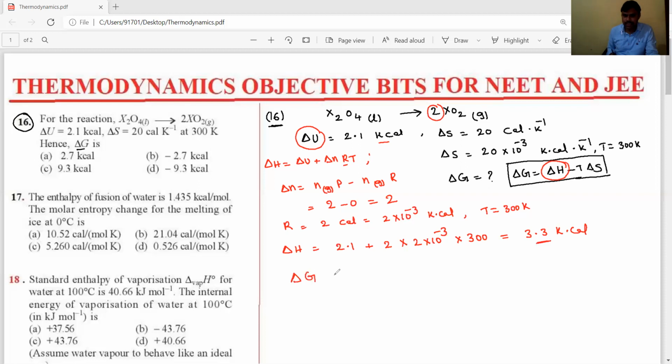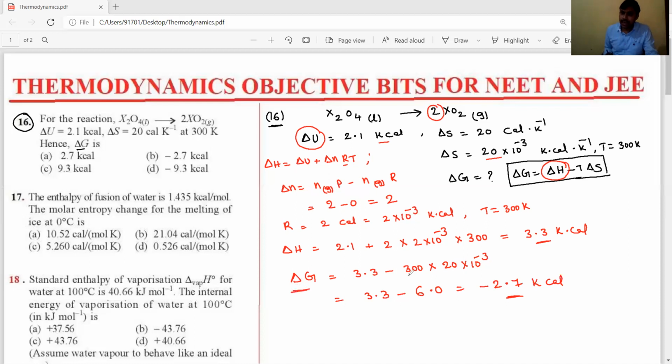So the delta G, the Gibbs free energy change, is equals to delta H, that is 3.3, minus temperature 300 Kelvin into the delta S value. Already we know that the delta S value is equals to 20 into 10 to the power of minus 3. On simplification we will get 3.3 minus 6.0, which is equals to minus 2.7 kilocalories. Okay, students, so this is about the delta G value.